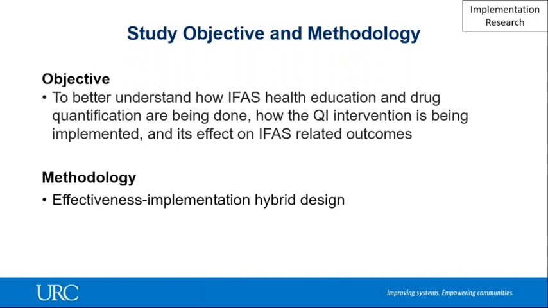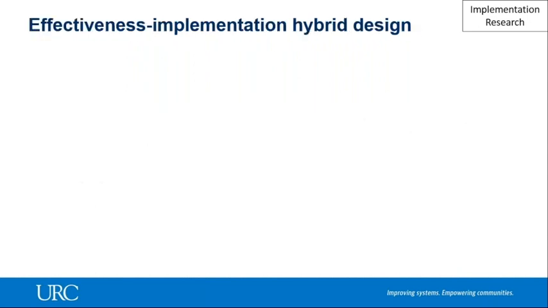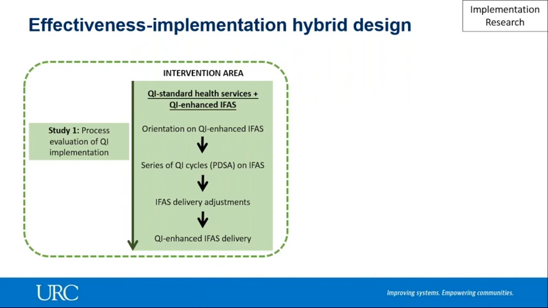We are using an effectiveness-implementation hybrid design. This is a relatively new design that helps you to study the processes and also evaluate the outcomes. So one of the areas that we are focusing on, because this implementation science will have two studies, is to study the QI processes, the evaluation of the QI implementation at the facility level.